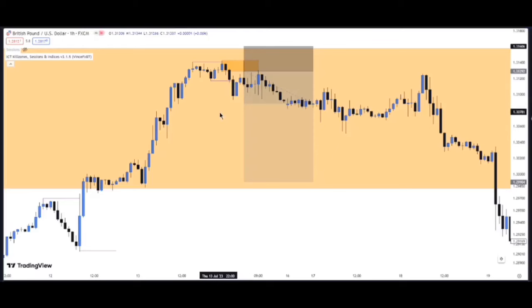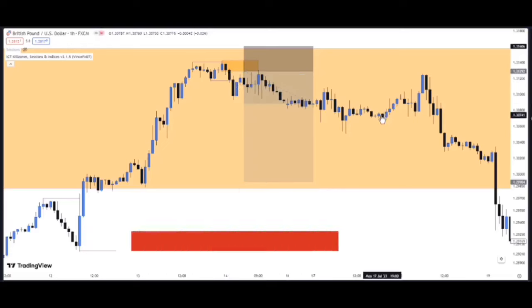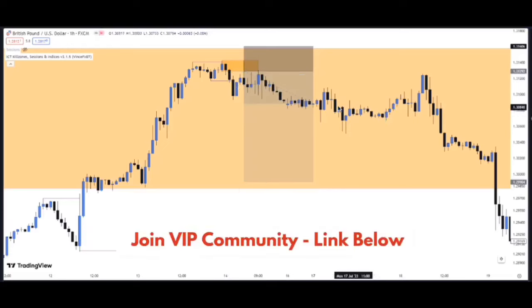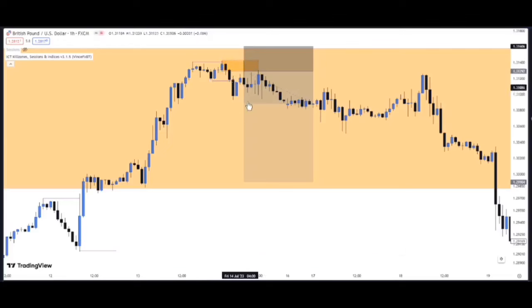Is that clear? This candle will not have been printed at that time. So you would have had your fair value gap there. Therefore, anytime price comes to tap into this, your OB, you would have gone short from there. This one is just because all these candles are printed here, but in real time these candles will not have been printed yet. Do you understand that?